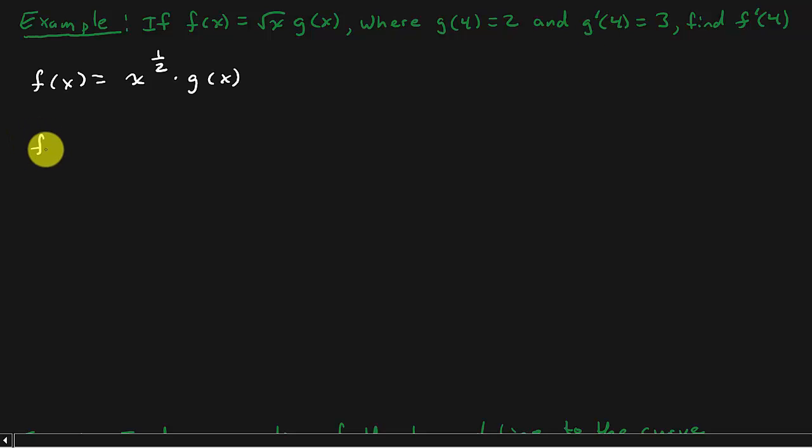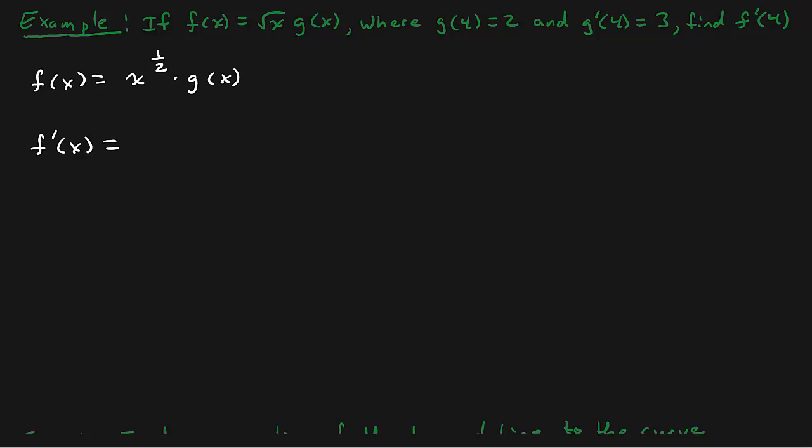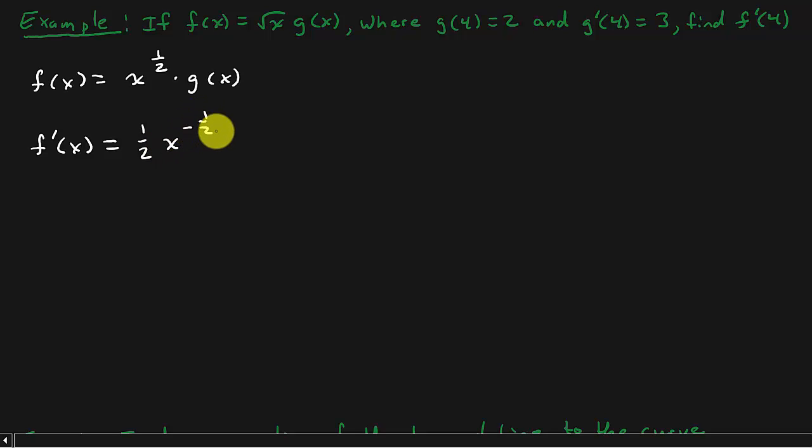So I've got f prime of x is equal to, all right, so that's the derivative of the first function. So that's going to be 1/2 x to the negative 1/2, right? 1/2 comes down, subtract 1. So that's the derivative of the first function times the second function, which is just g of x, plus the derivative of the second function. So that's g prime of x times the first function, x to the 1/2.